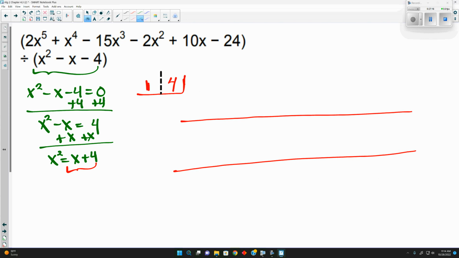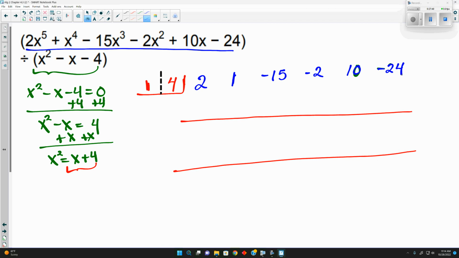Now, the next part's going to be the same. We're going to take all the coefficients from here and put them across the top. So we'll start with 2, and then we'll have 1 for x to the 4th, and then negative 15 for x cubed, negative 2 for x squared, 10 for x, and then negative 24. Any questions on any of this here?